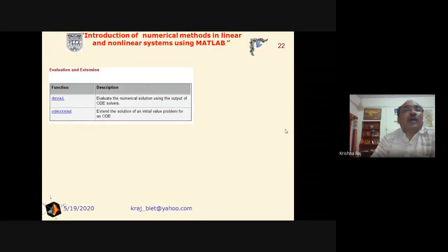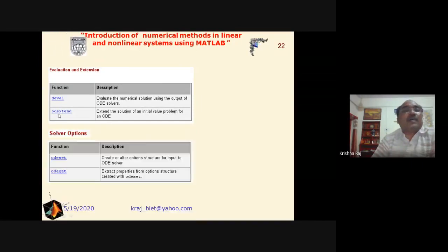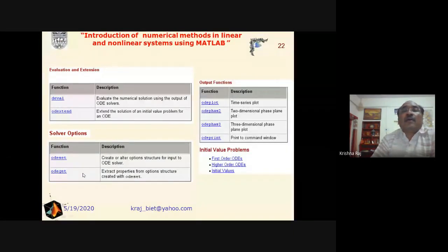Now, again, there are some evaluation and extension commands, and solver options like odeset and odeget. Then the output functions: odeplot, which gives a time series plot. If we use odephas2, this is 2-dimensional; for 3-dimensional we have to use odephas3. And odeprint is used to print to the command window. ODE means ordinary differential equation.